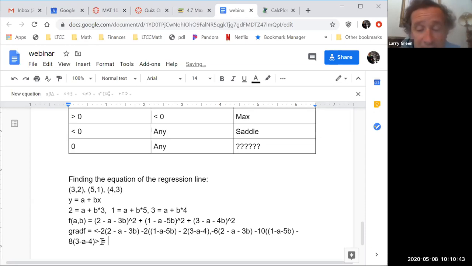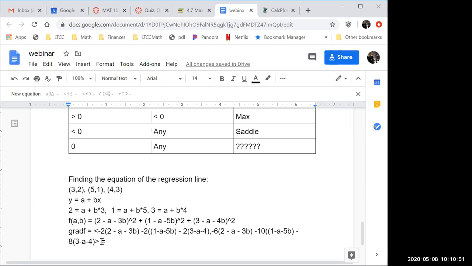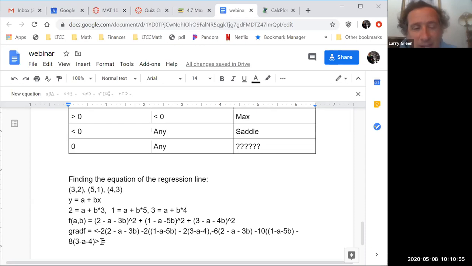And we set that equal to? So again, we're looking for the minimum. What do we set it equal to? 0. We set it equal to 0, but it's not the number 0, it's the vector 0, 0. Any questions on that?